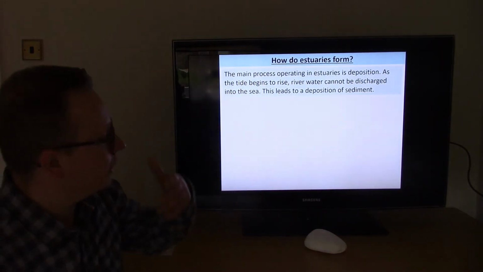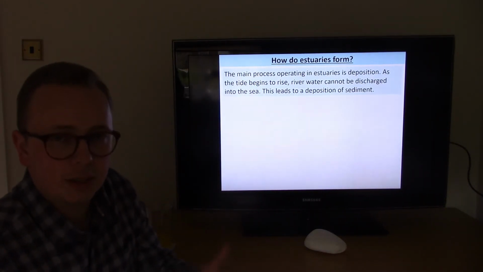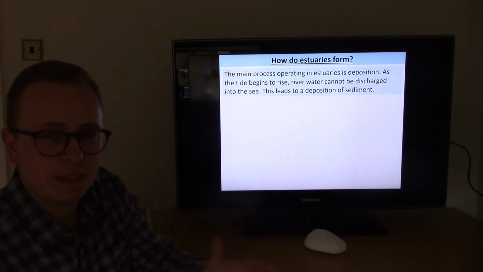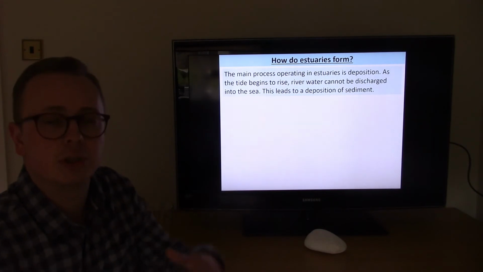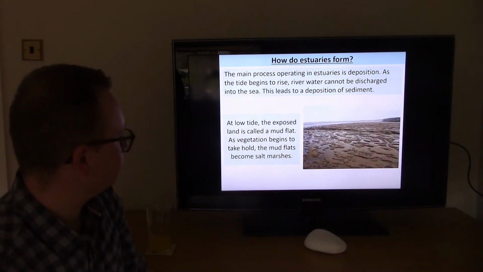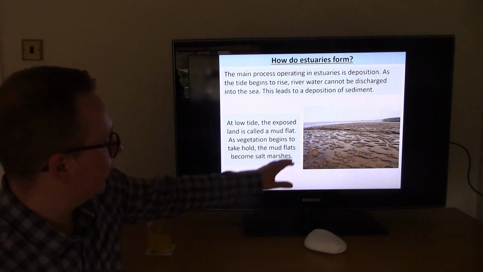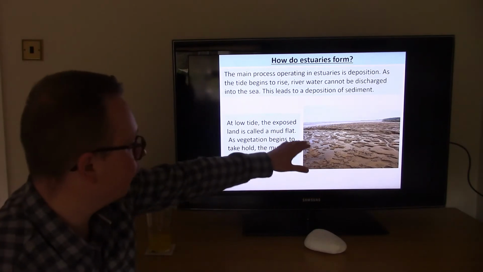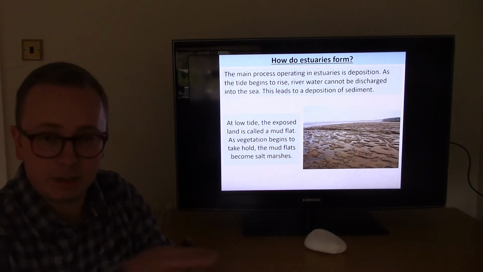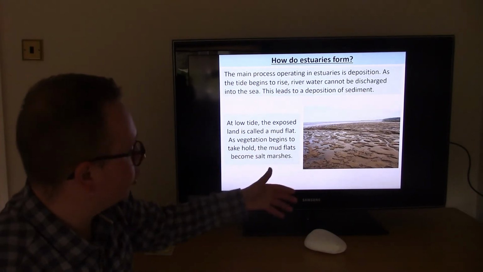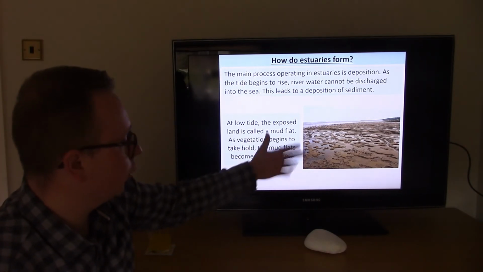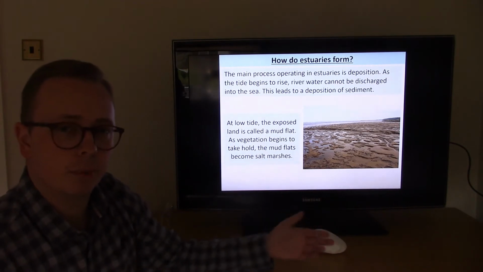How do they form? Well, it's mainly all about deposition here. It's a very calm environment where the river meets that standing water. The river can't discharge its sediment into the sea, and so instead begins to deposit it. And at low tide, that exposes scenes like this, these mud flats. There is exposed banks of sediment when the tide's out, and eventually when vegetation takes hold, these will become the salt marshes, that really important habitat.